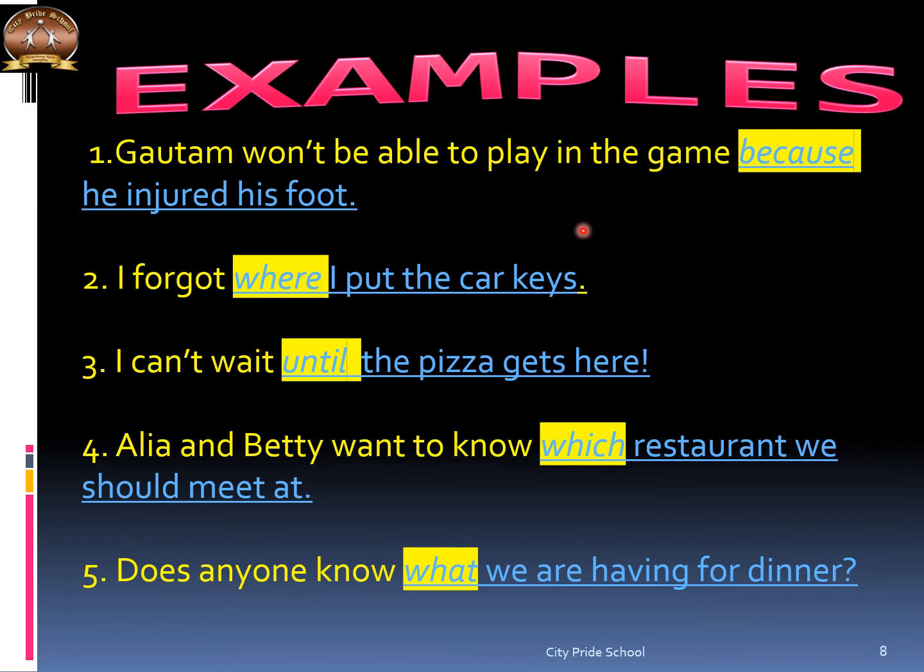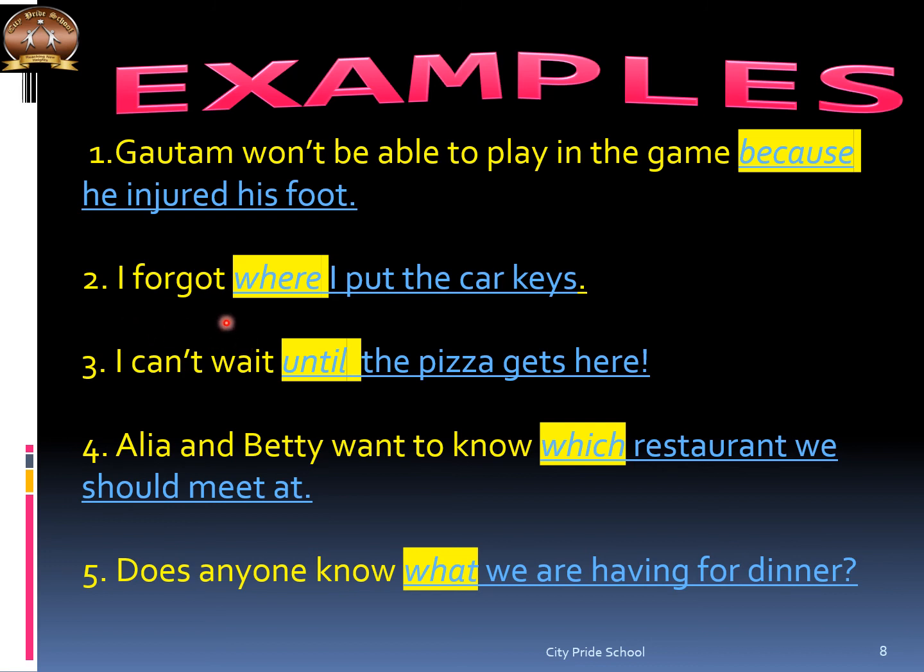Examples of subordinate clause are: Gautam won't be able to play in the game because he injured his foot. Now, what is the reason why Gautam cannot play in the game? The reason is because he injured his foot. So, because is a subordinating conjunction, and the words that follow after subordinating conjunctions become a subordinate clause. This is a clue to identify a subordinate clause. It will definitely have a subordinating conjunction before it.